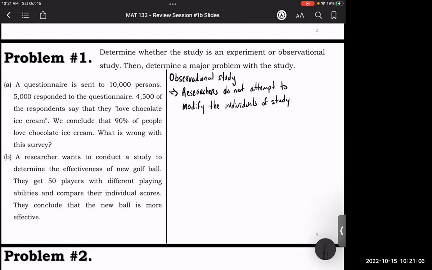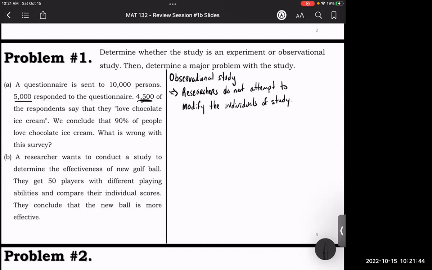That's right. It was sent out to 10,000 people, but how many responded? Only 5,000. Well, careful. 5,000 of the individuals responded, but out of the 5,000, 4,500 of them said they love chocolate ice cream. What makes this somewhat biased is that not everyone answered the questionnaire, right? Only half of the people responded.